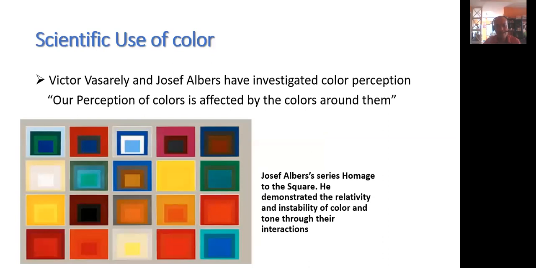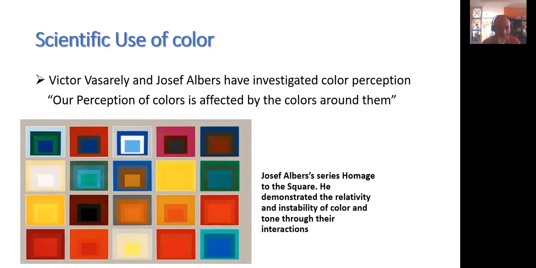Another use of color is the scientific use. So Victor Vasarely and Josef Albers have investigated color perception, meaning our perception of colors is affected by the colors around them. This is really funny because when you look at more videos of this on YouTube, you'll be surprised yourself. So for example, here is a Josef Albers series, Homage to the Square. He demonstrated the relativity and instability of color and tone through their interactions.